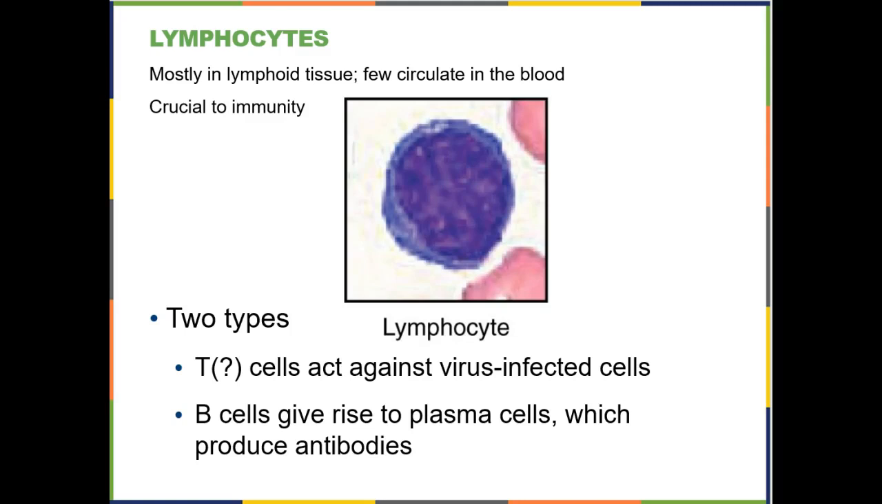Then we get to our lymphocytes, which there are 2 different kinds of, and we're not really going to worry about the 2 different kinds for right now. Just know that some of your lymphocytes are really good at killing off cells that are infected with viruses, and some of your lymphocytes produce antibodies, which are proteins that your immune system makes that just labels foreign things as foreign.